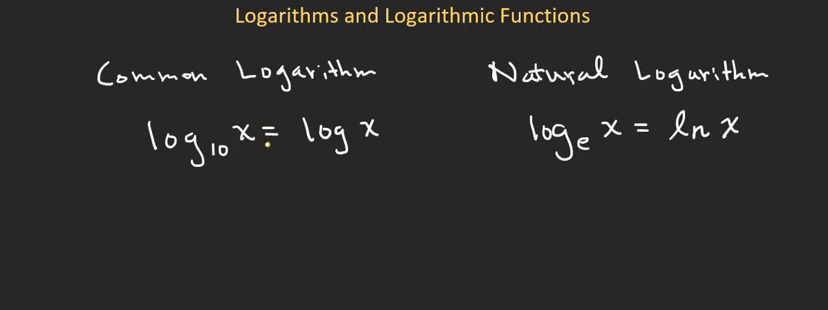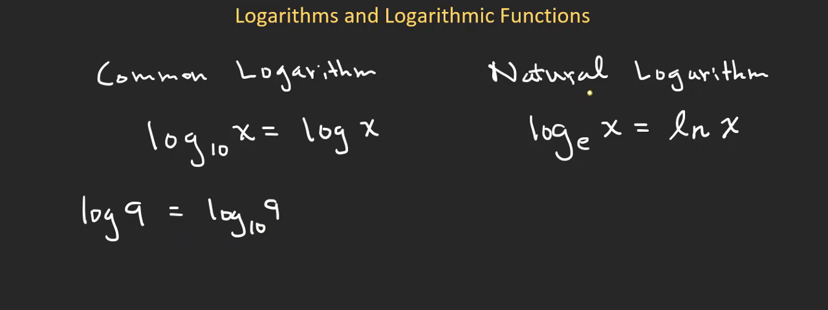Before we go on to the next example, we want to talk about common logarithm and natural logarithm. Common logarithm is when the base of a log is 10. If the base is 10, we don't usually write the 10. So if you don't see a base, that means there's an invisible 10. For example, log of 9 is the same thing as log base 10 of 9.